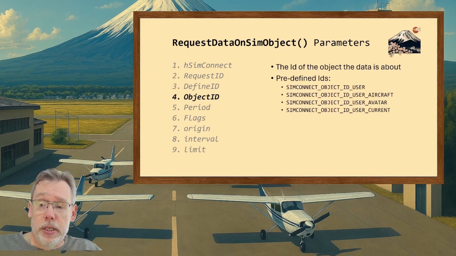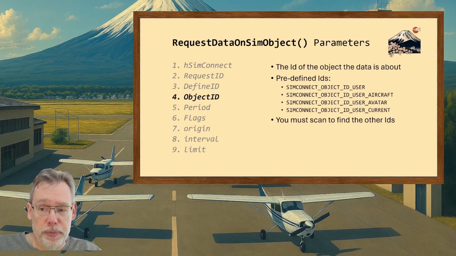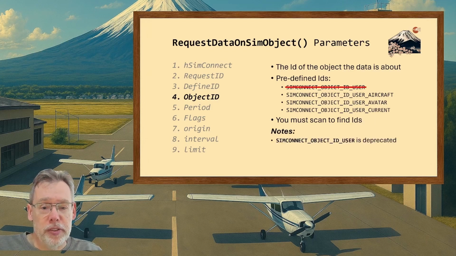These are, let's call them just ID for the user aircraft, for the user avatar, and for the current user. This sounds a bit like some overkill because you have the same kind of meaning several times. We'll get onto that. But the first thing, of course, if you don't use these predefined values, that means you have to scan for other IDs, and there are calls to do that. Note, SimObject ID user is, although still used in the documentation at several places, actually deprecated. So you're not supposed to use that anymore.